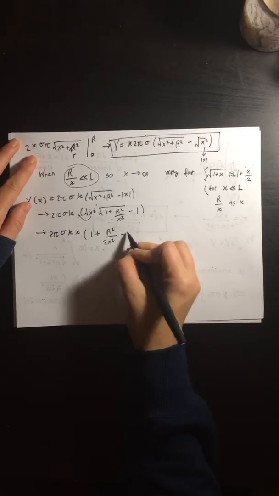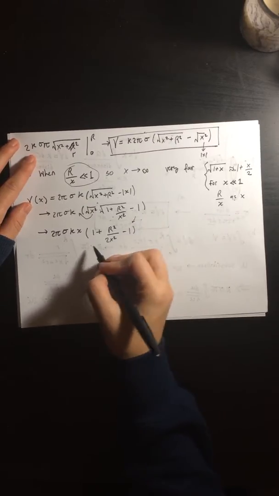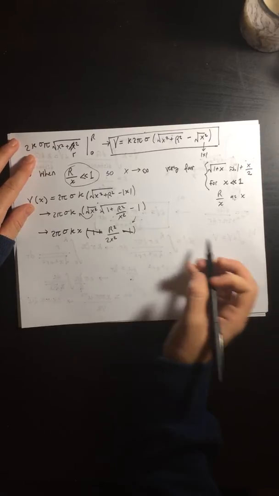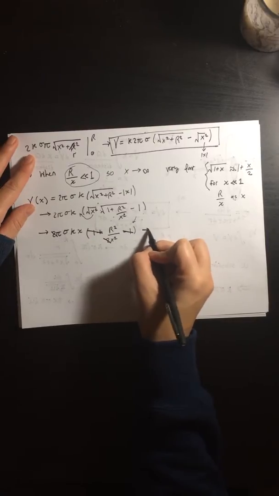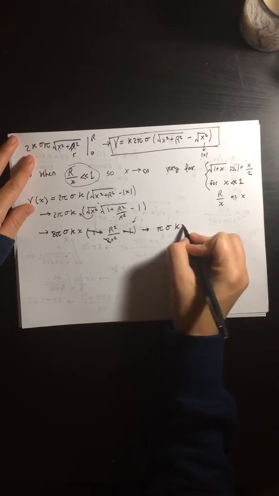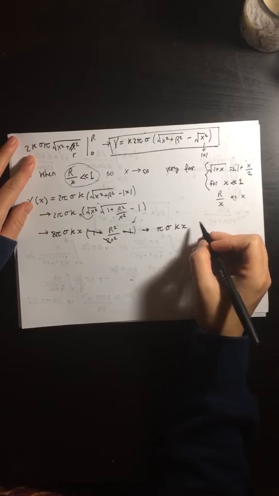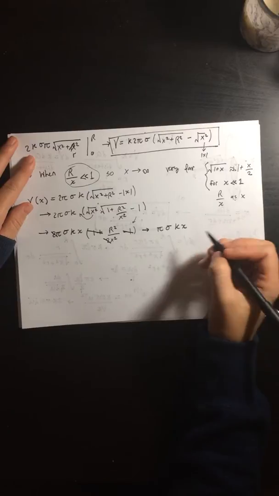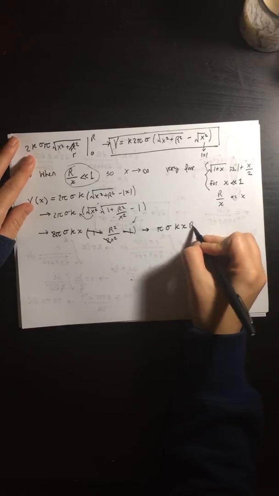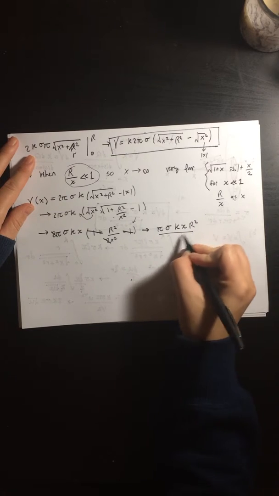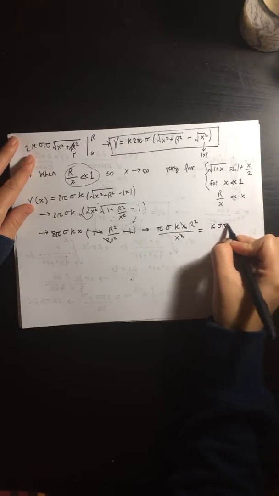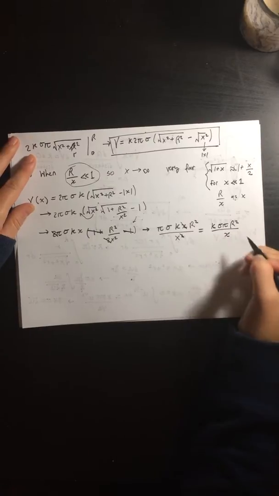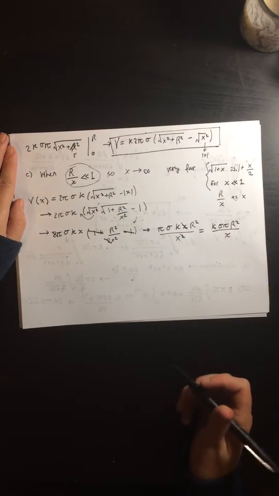And then minus 1, bring that down from here, right? And so now we can see that these 1's are going to cross out, and these 2's are going to cross out. So we're going to have pi charge density k x r squared over x squared. But we forgot to cross out this, so cross that out. And then we have k charge density pi r squared over x. Okay, and this is what we are left with.